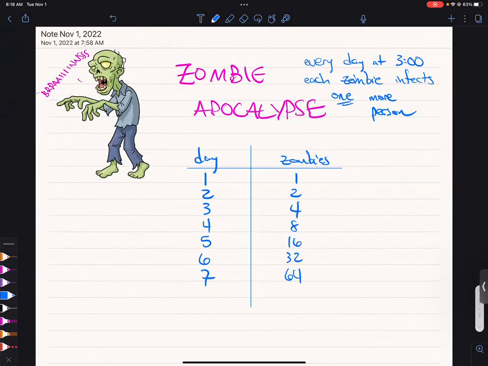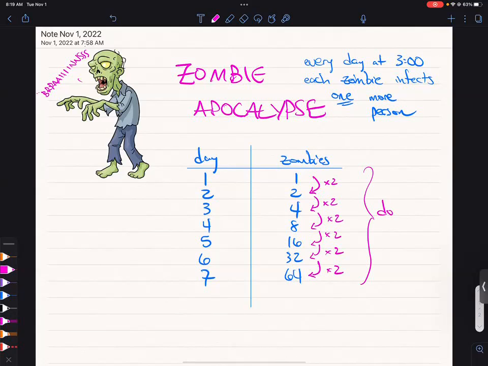So what's the pattern? How do we get from one day to the next? Multiply by 2, right? Times 2, times 2, times 2, times 2, times 2, times 2. What's happening is that the number of zombies is doubled, right? One day to the next doubles.